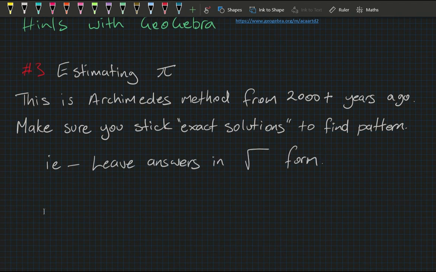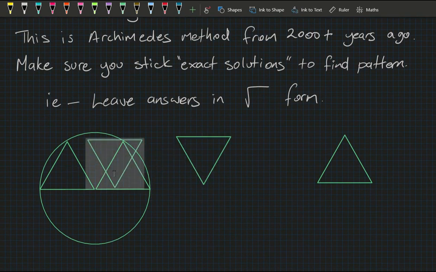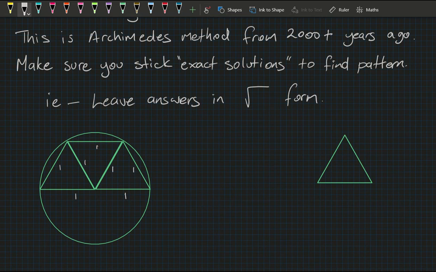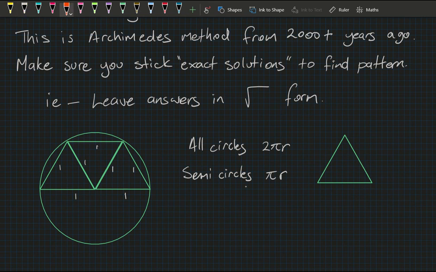Okay, I'm going to paste in a circle and some equilateral triangles where all the edges of the triangle are 1. This means we have a radius of 1. And because the circumference of a circle is 2 pi r, the length of the semicircle is pi r. And we'll mark in that semicircle with this line, which I'll call L. With a radius of 1, that means that L is equal to pi.